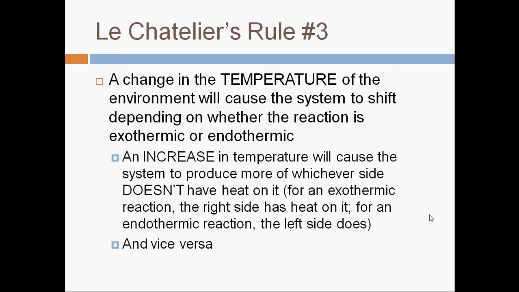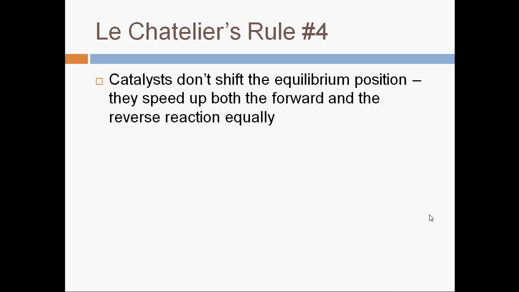And then the last rule, I think you're going to like this one. If you have a catalyst, it does nothing. Adding a catalyst to a system has no effect on equilibrium position because it speeds up the forward reaction and the reverse reaction the exact same amount. So yeah, we have couples breaking up and getting back together faster and faster and faster, but in the end, they're both going faster, so everything ends up canceling out.